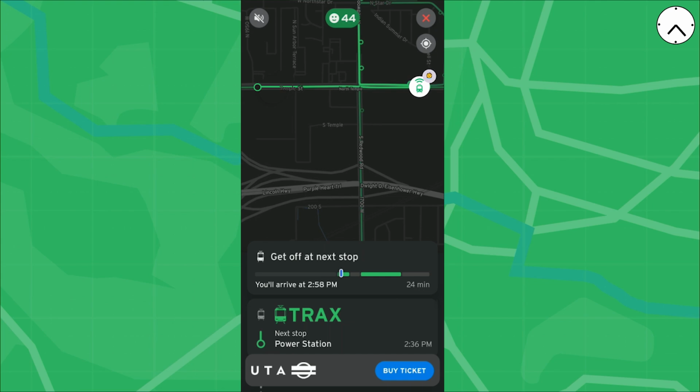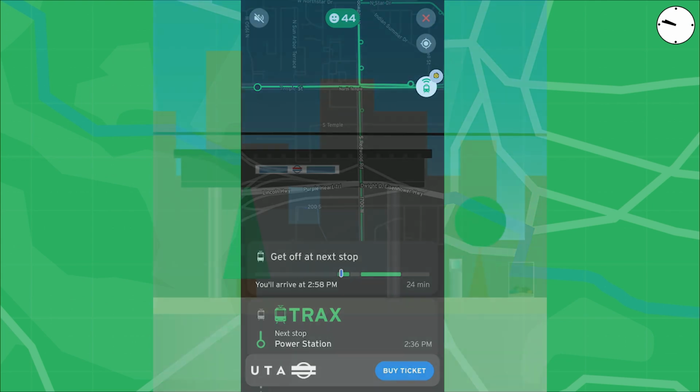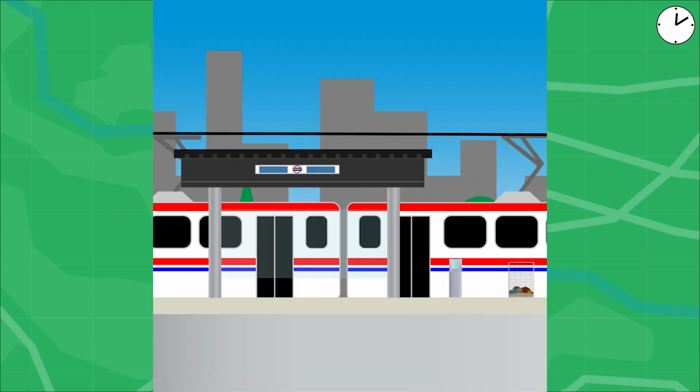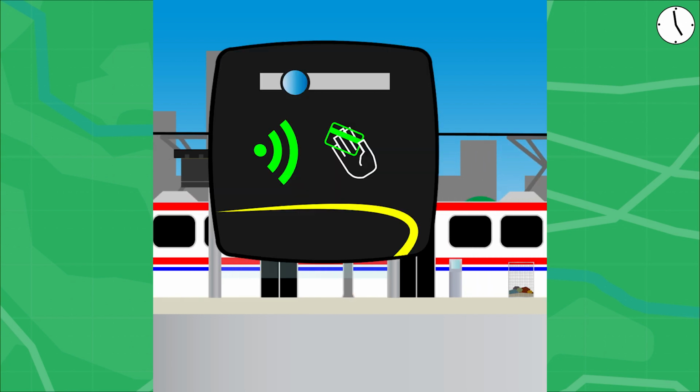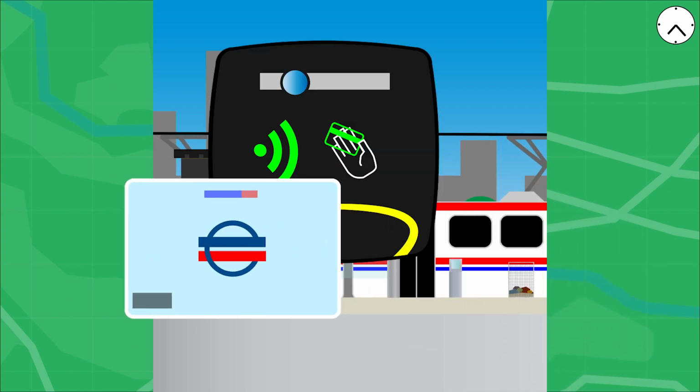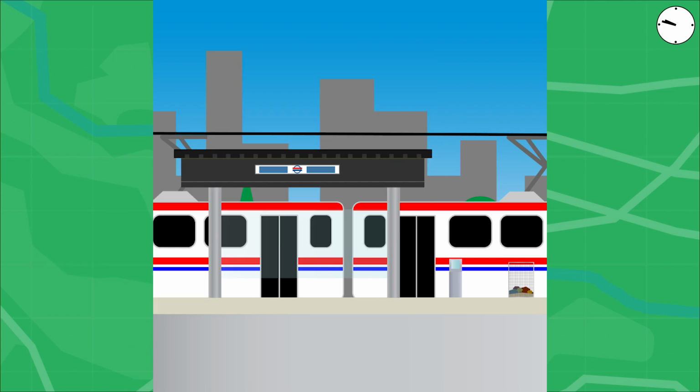Alright, we're approaching our stop. We can gather our things, maybe even stand near the door. Then once the train comes to a complete stop, we'll be able to get off. Just like when we got on, when we get off the train, we're going to scan our pass at the nearest scanner.